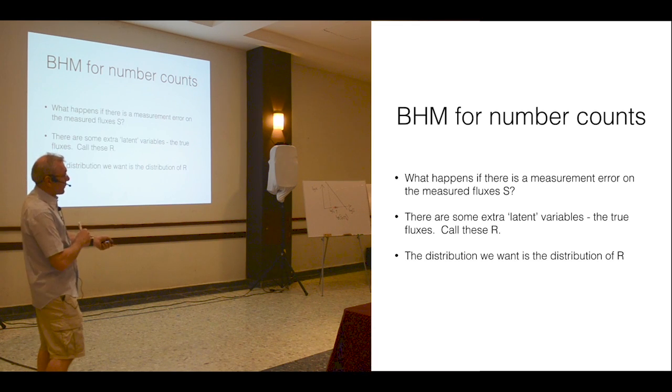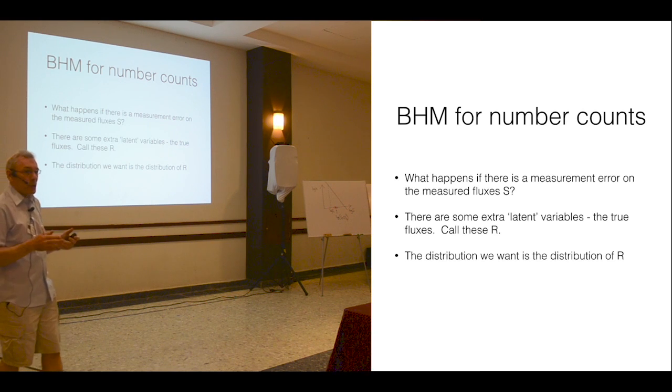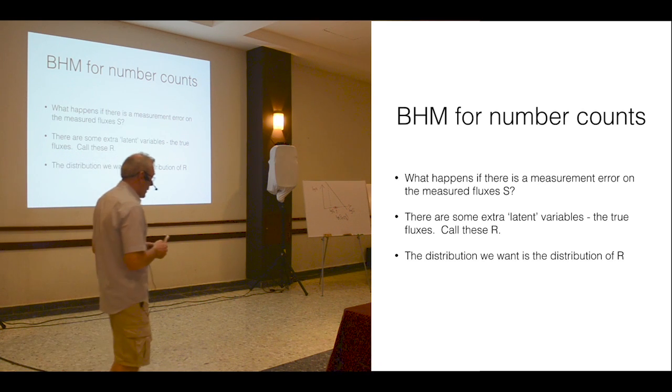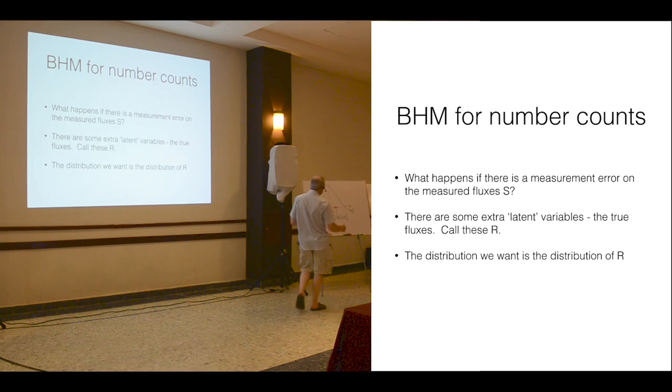And we could do this for every source. So let's call these R. What we want out of this is to infer the power law distribution for the true fluxes. So actually the model is not that N is proportional to the observed flux to the minus alpha, but it's proportional to the true flux to the minus alpha, because that's where the physics is coming from.